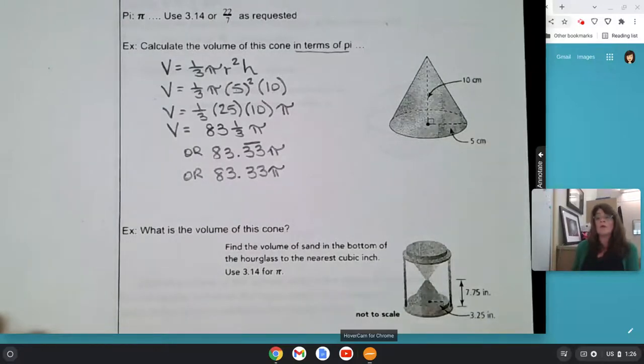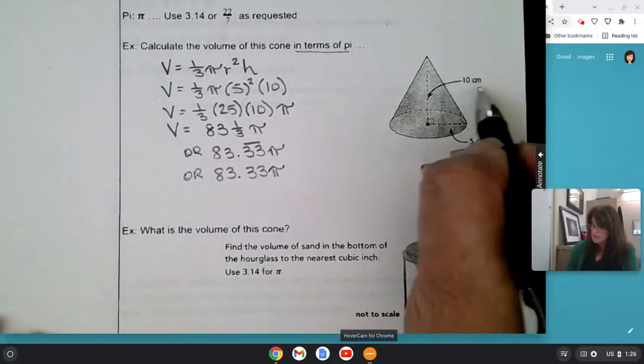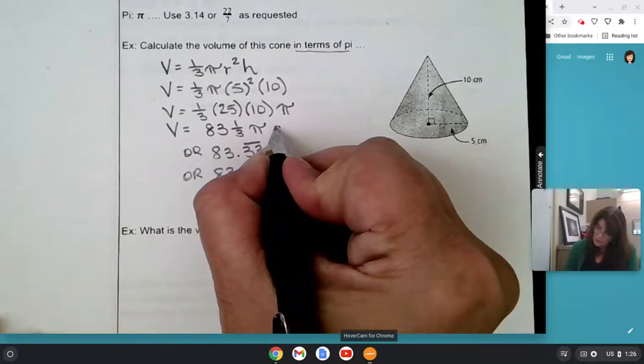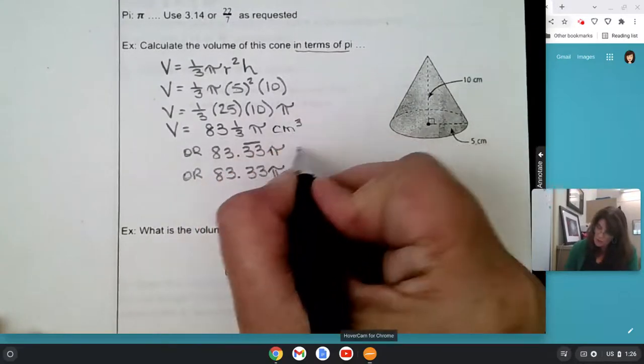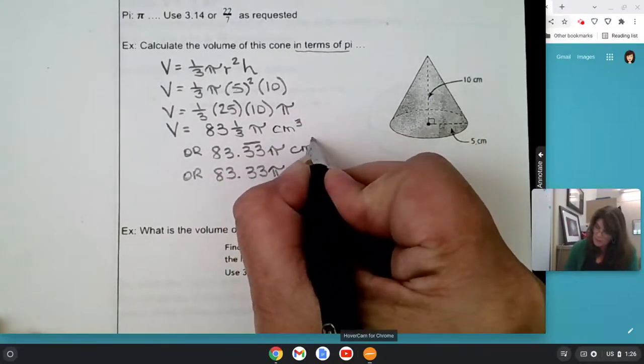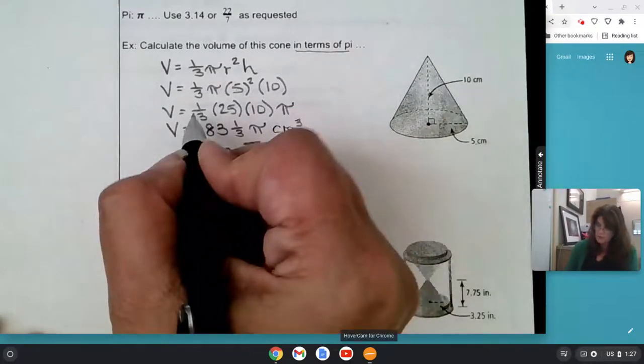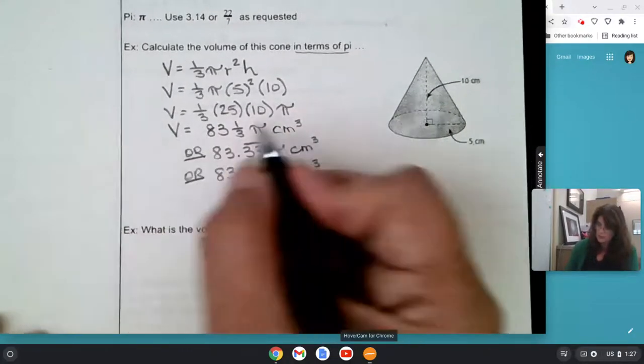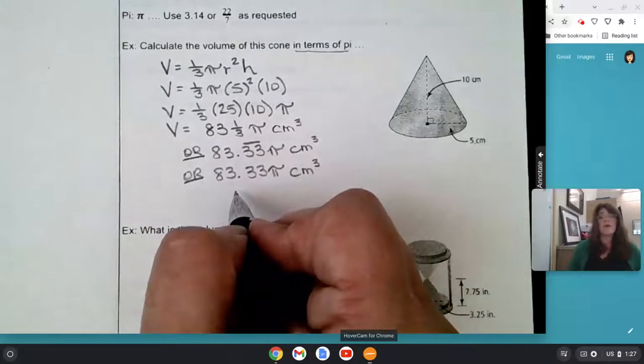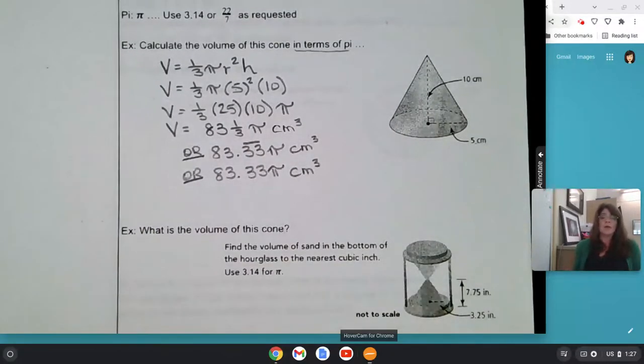But on all of these, we're measuring in centimeters. So these are all cubic centimeters, no matter which version. Okay, all the same value, just depending on what you're using it for, what it might be in. Okay, pay attention to the directions when you're doing a practice or something.